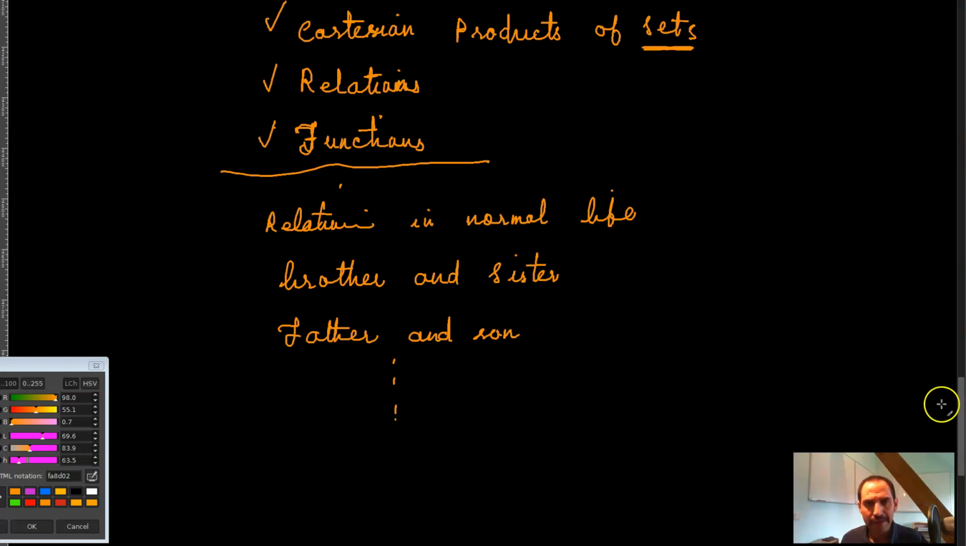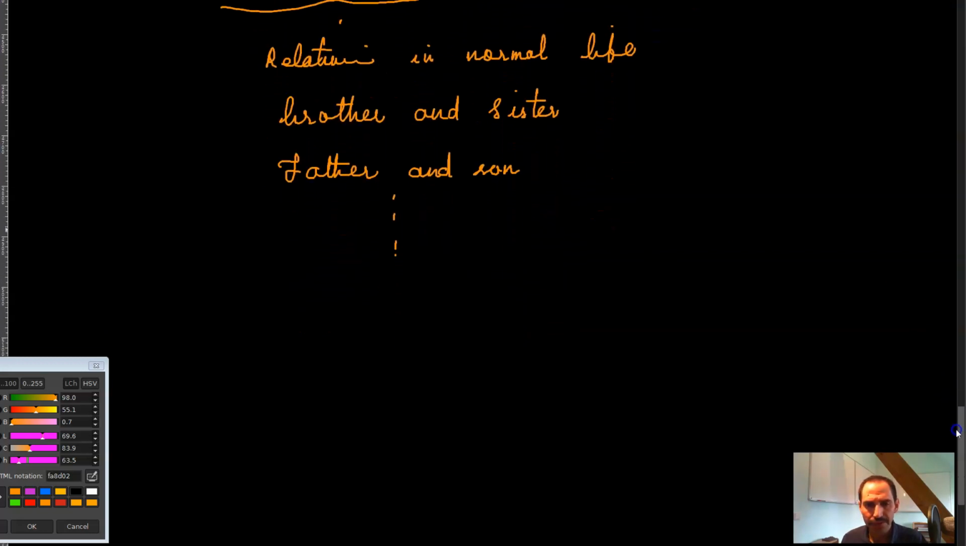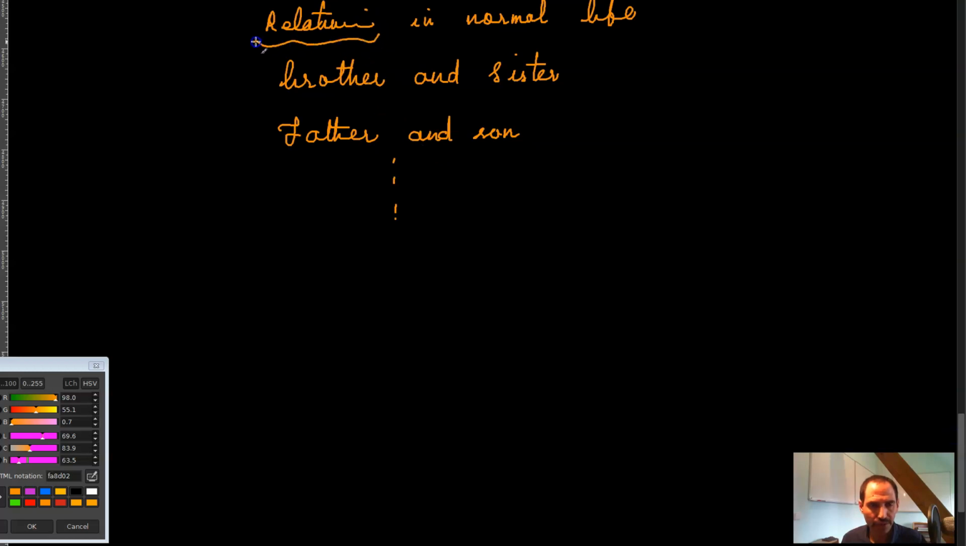Now, in mathematics, we have also other types of relations. And I'm not using the word relationship. I'm using the word relation because the word relationship could possibly refer to a wider range of phenomena. But the word relation, the way that we will define it shortly, will refer to a specific type of relation between the members of two sets.